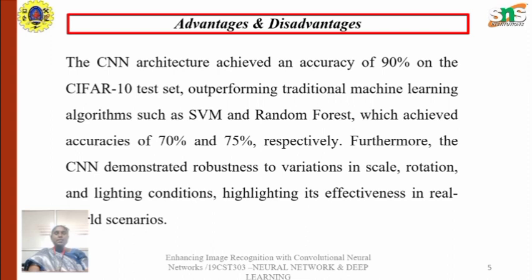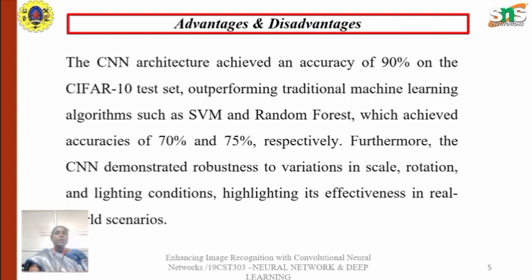CNN has a fixed receptive field size determined by the kernel size and the number of convolutional layers, limiting its ability to capture long-range dependencies and global context in images. The computational complexity: a deep CNN architecture with multiple layers and parameters can be computationally expensive to train, requiring substantial computational resources, especially for large-scale datasets.